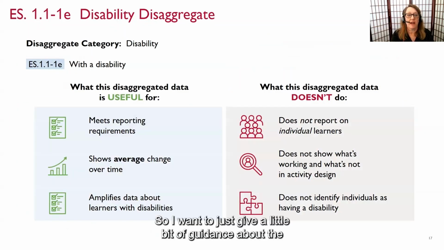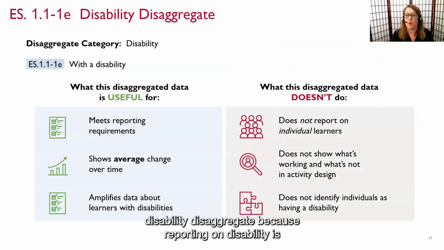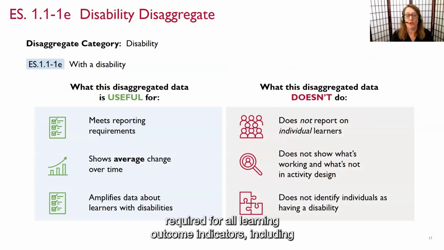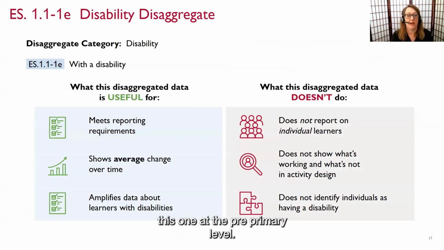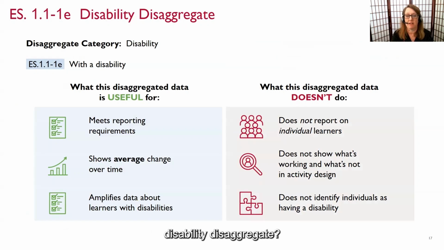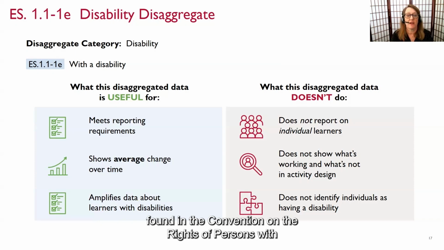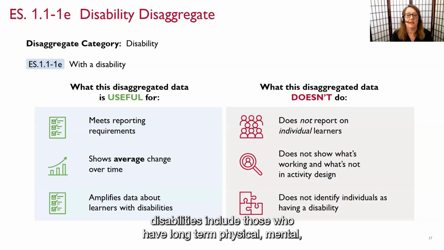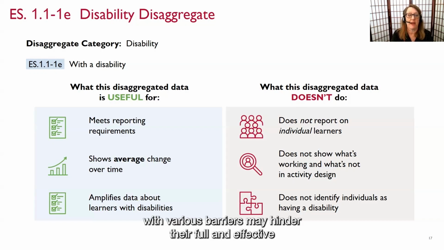So I want to just give a little bit of guidance about the disability disaggregate, because reporting on disability is required for all learning outcome indicators, including this one at the pre-primary level. And who are we talking about when we're reporting on the disability disaggregate? So USAID adheres to the definition of disability as found in the Convention on the Rights of Persons with Disabilities, the CRPD, which states that people with disabilities include those who have long-term physical, mental, intellectual, or sensory impairments, which, in interaction with various barriers, may hinder their full and effective participation in society on an equal basis with others.